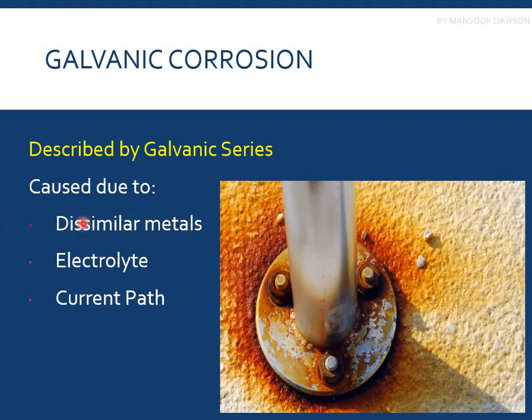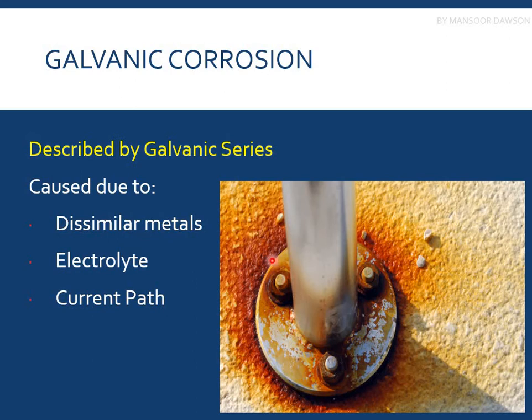So the first cause is using two dissimilar metals. Then an electrolyte. The electrolyte is your corrosion medium, which would start the oxidation and reduction reaction from your part. The more anodic metal would be oxidizing first, and the more cathodic one followed by it. The current path would be if the two metals are joined together, so that would provide the current path.